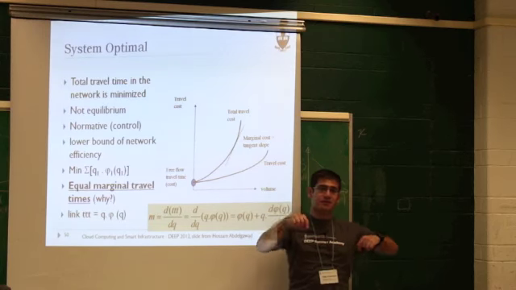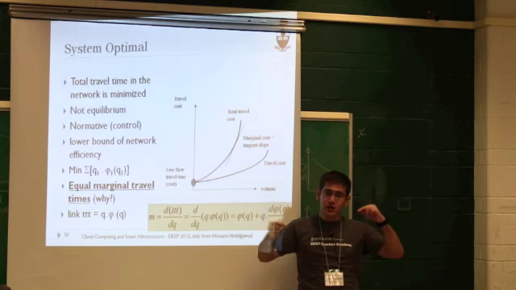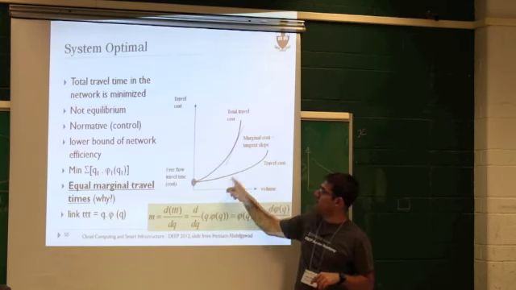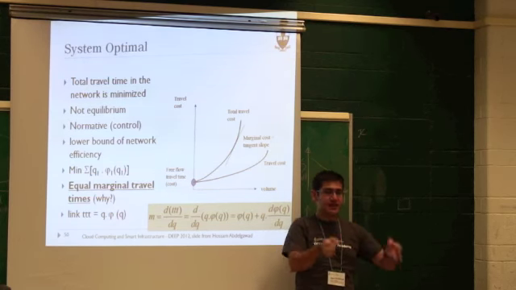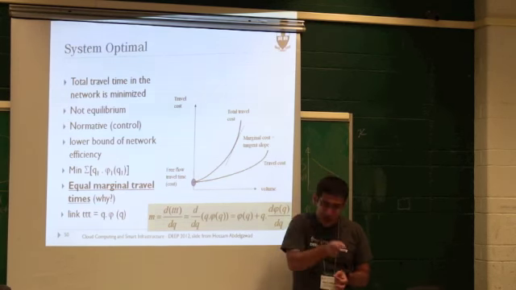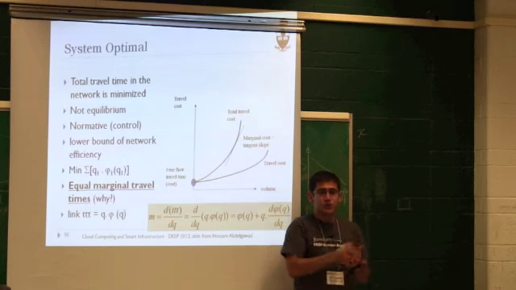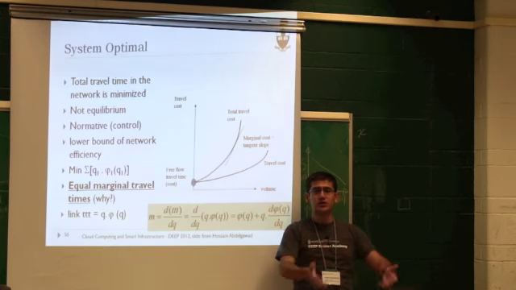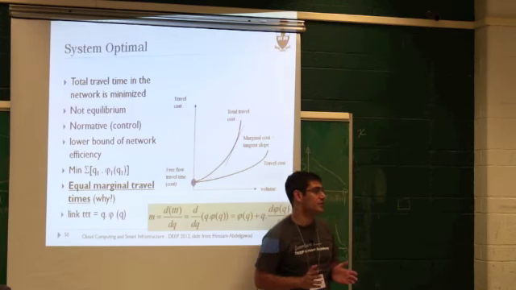And then all of a sudden, my marginal cost on the other link is higher. Then I shift back until I end up with the slopes being identical. What that would mean is any additional vehicle that I add on link 1 or link 2 will have the same exact additional travel time, right? Which would mean I can't reduce my total travel time anymore, and that is where I stop in the system optimal.